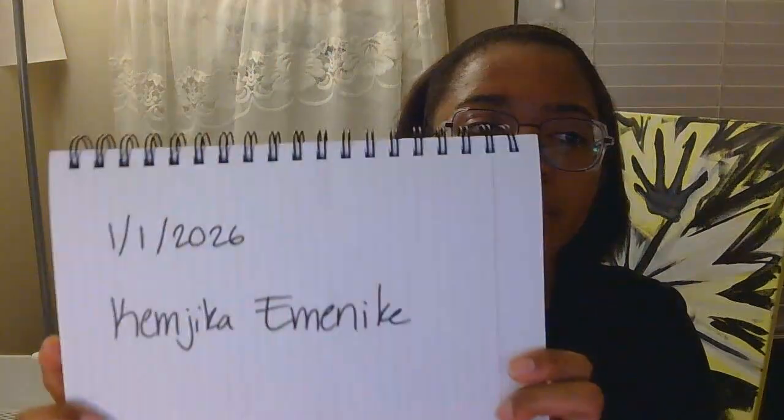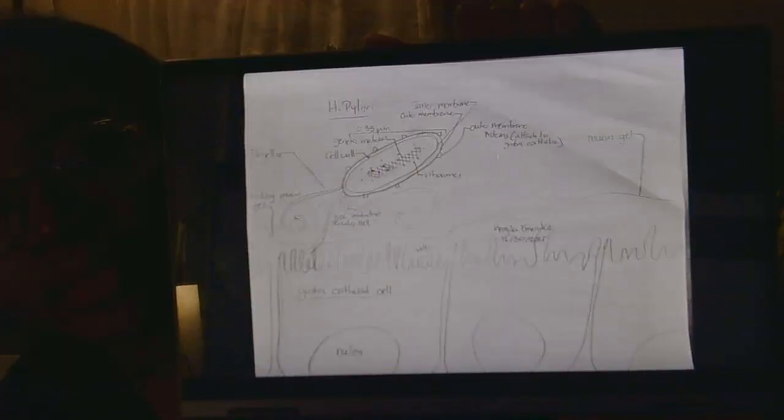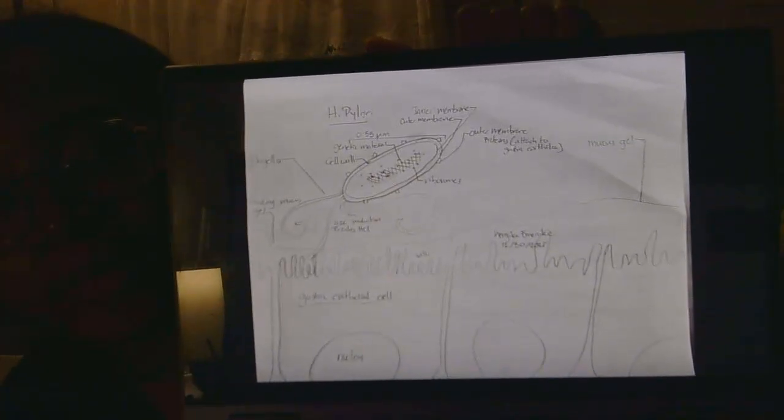This is my project for the eukaryotic-prokaryotic interaction. I mostly focus on H. pylori in my project, and I wanted to show this diagram of H. pylori. I hope that's visible enough for you.